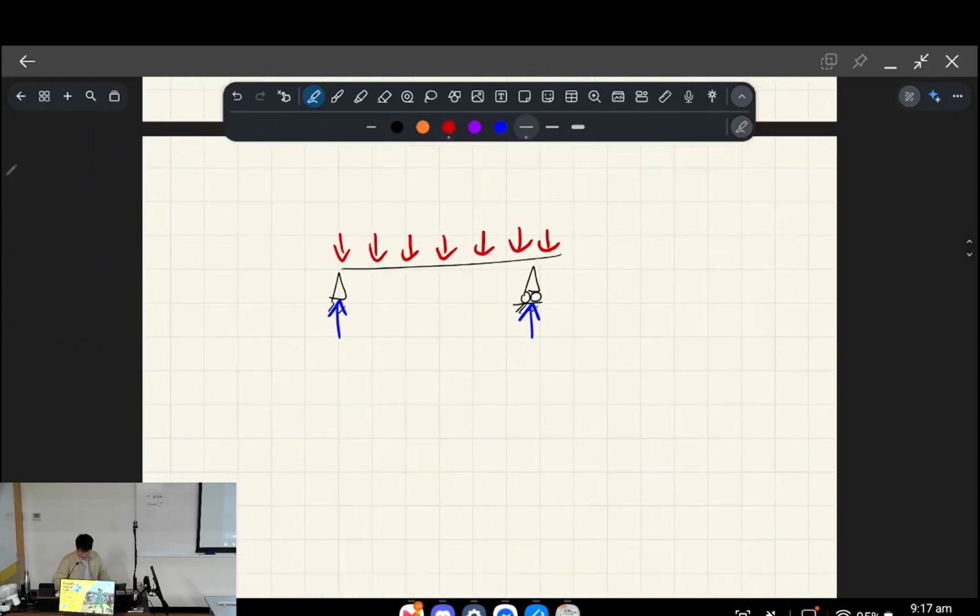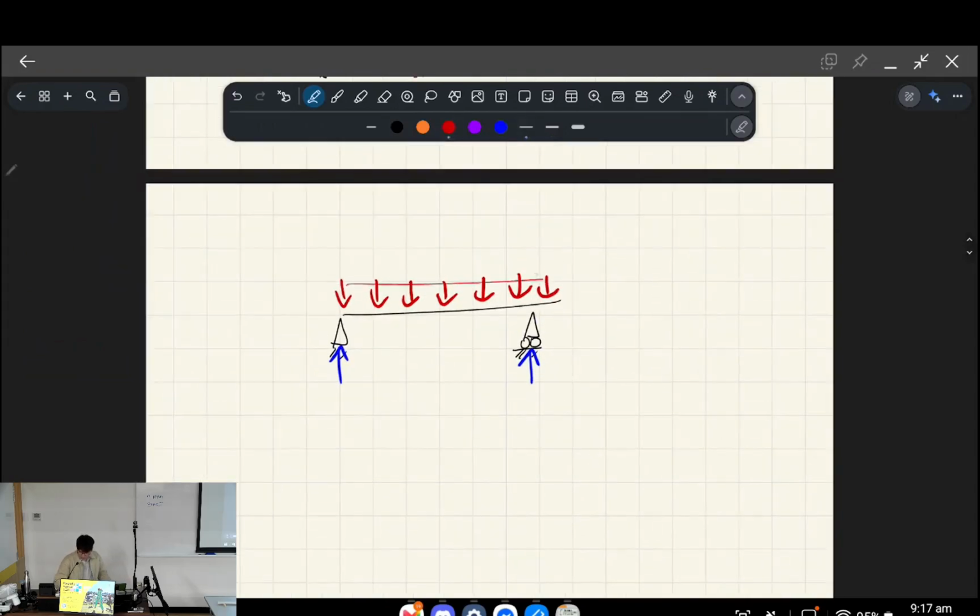So let's put in some example numbers. This is a UDL, standing for uniform distributed load, and it applies a 2 kilonewton per meter downwards pressure onto this beam, and let's say the beam is 3 meters long. The resultant force, or net external load pushing down, is 6 kilonewtons, because you multiply 2 by 3. So there's a total of 6 kilonewtons pushing down.